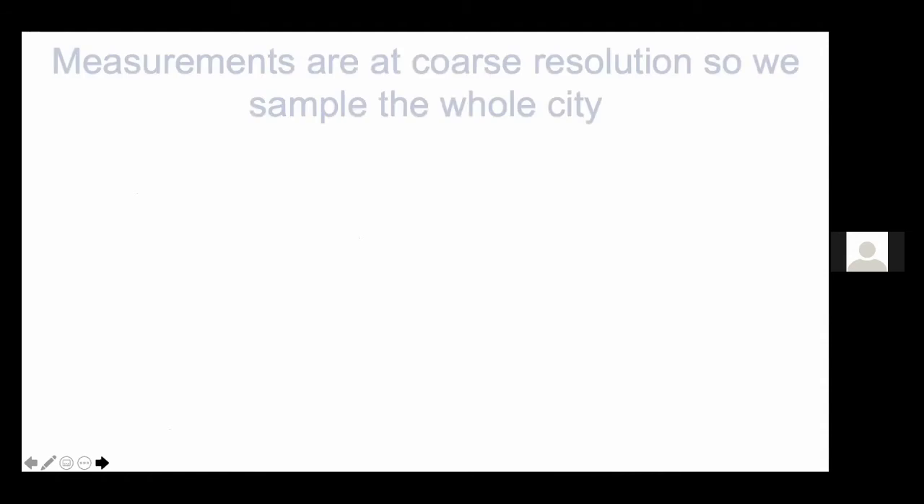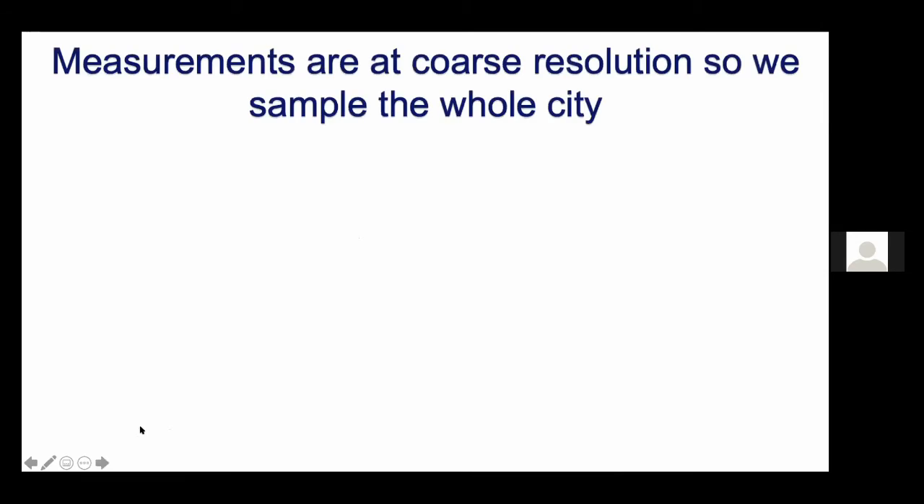Now, before we start using the satellite observations, the first step is to observe if there are any caveats or limitations. So satellites do have 2 limitations. The first one is they're at a coarser spatial resolution. So in that case, we need to sample the whole city.